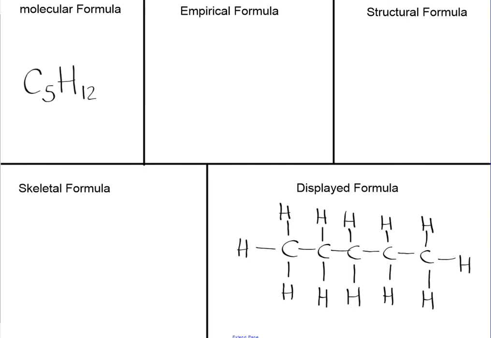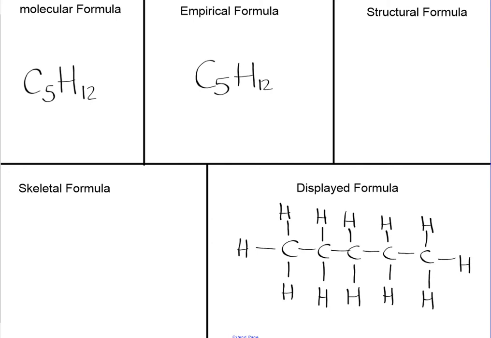And then if you look at that, you say to yourself, what would the empirical formula be? Is there a simplest whole number ratio of that? So 5 is a prime number, it's divisible by only 1 and 5, and 12 is not divisible by 5, and so the empirical formula is actually the same as the molecular formula.